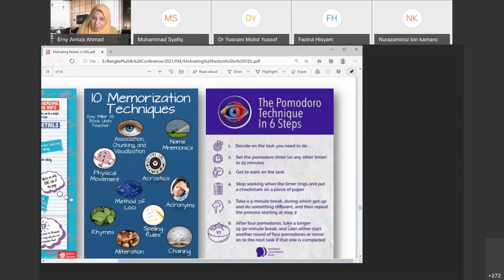So take a longer break, and then either start another round of 4 Pomodoros or more, or move on to the next task if that one is completed. So if you focus in that 1.5 hours or 2 hours, insyaAllah, you may complete your assignment. Is there enough time, madam? There is. I'll make sure you have enough time. I'll prove it to you.